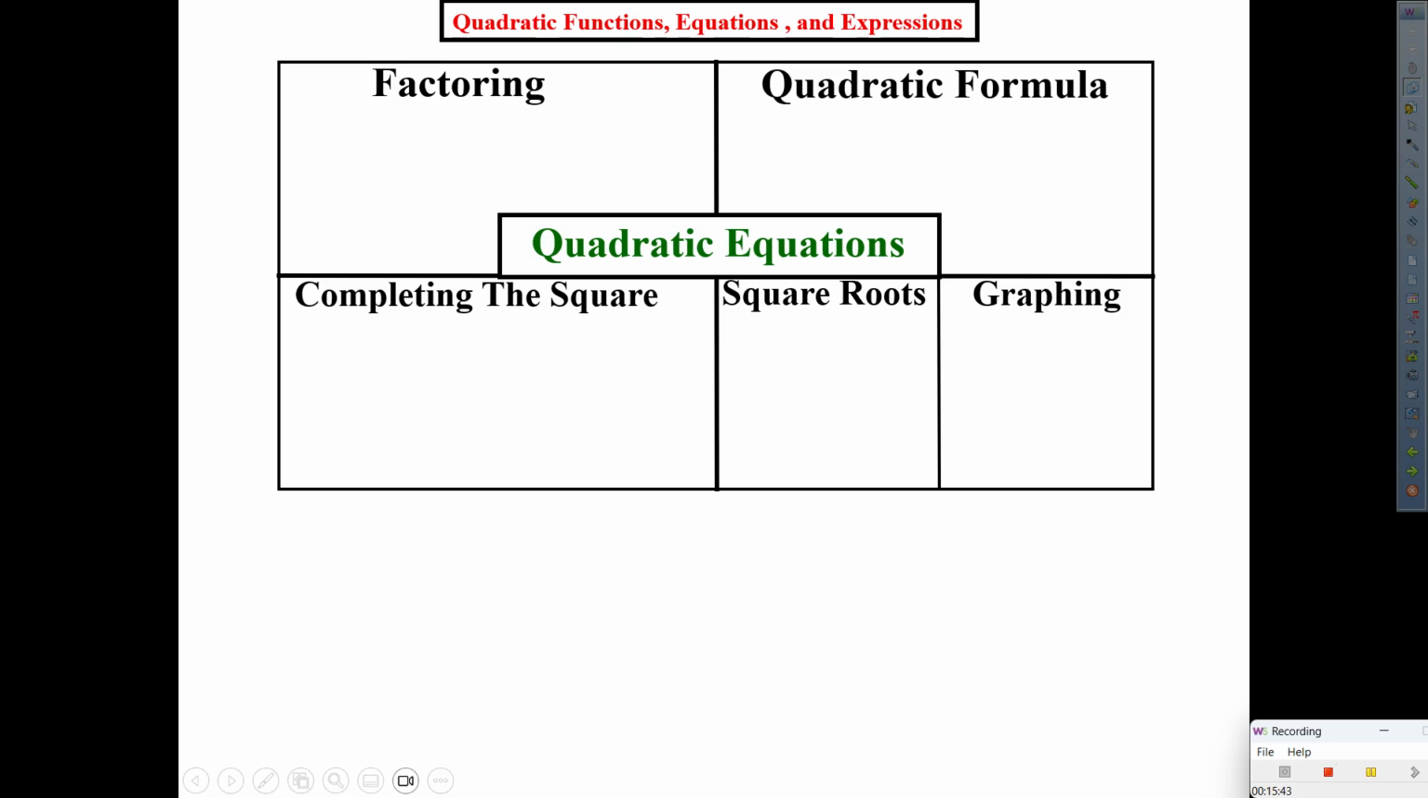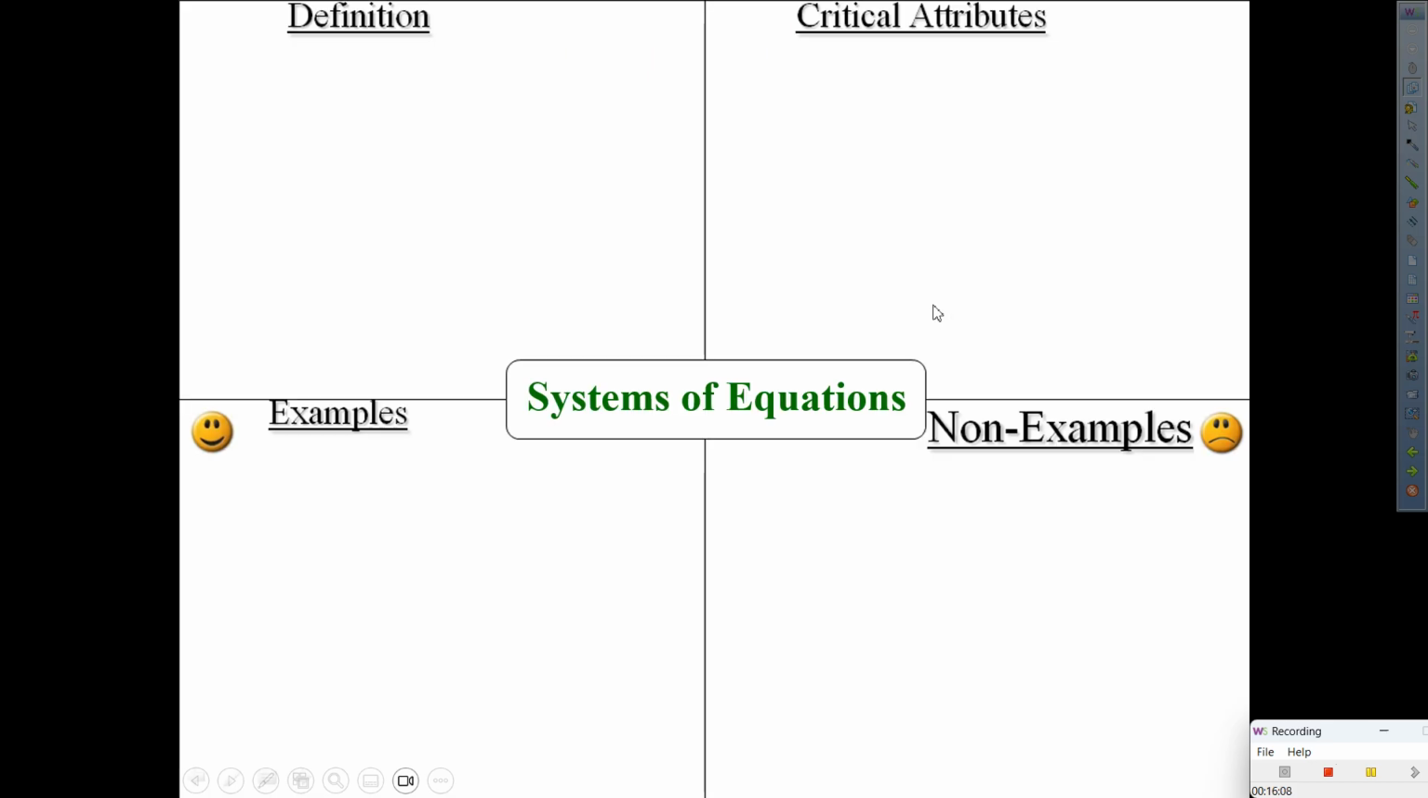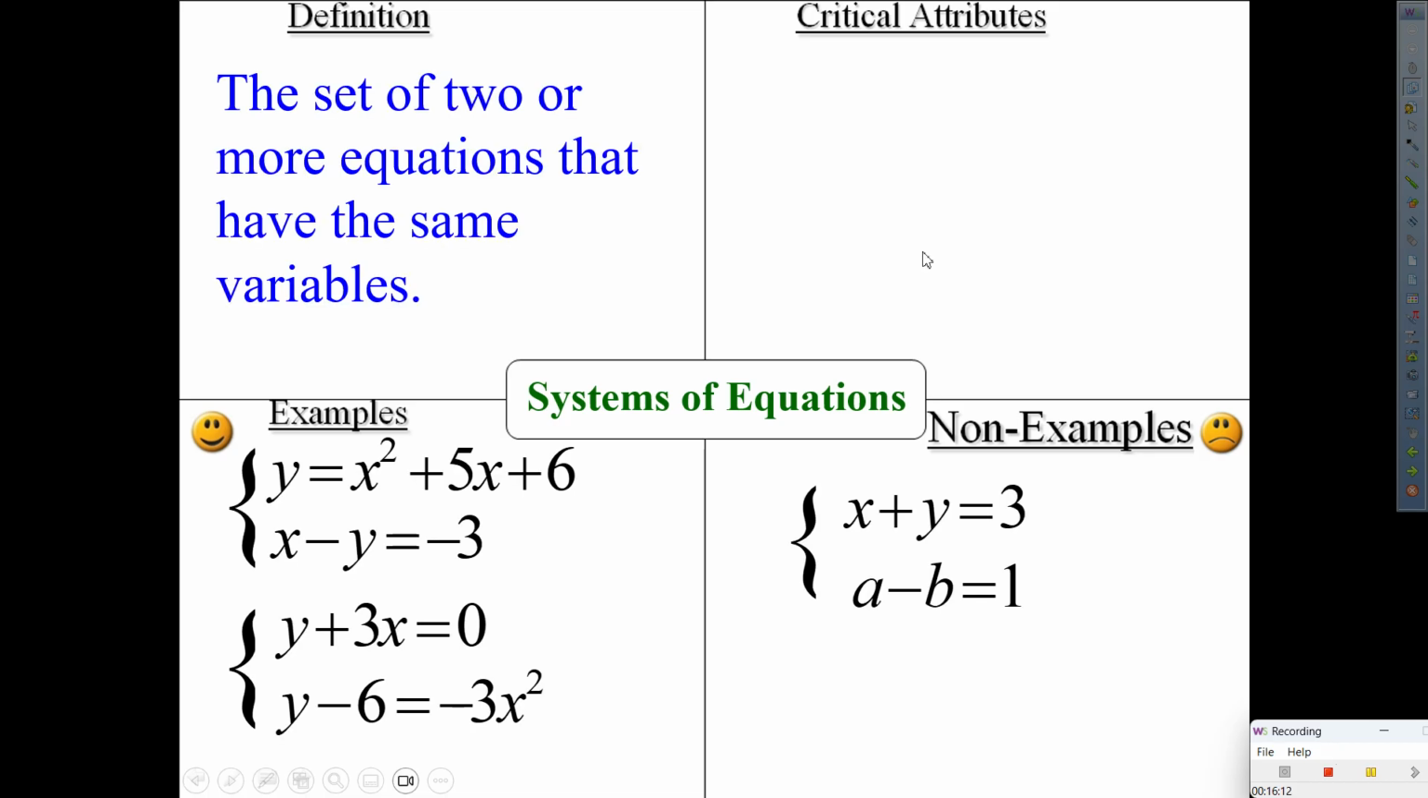What different ways do we know of solving quadratic equations? We know how to use the quadratic formula, completing the square, graphing. All of that was taught to you by your previous teachers. This week I've been reviewing factoring, and that's what I've been focusing on. But can you solve it any other way? Of course. We know what systems of equations are. Is that correct? Yes, they are two or more equations with the same variables.